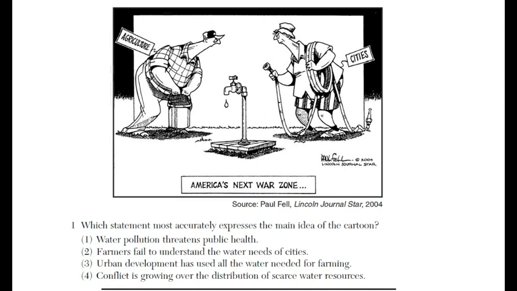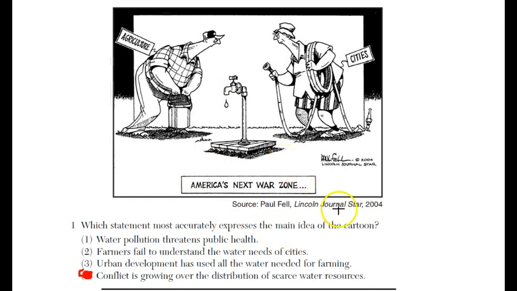Take a minute and look at it. Okay, and the correct answer is, of course, going to be what? Conflict is growing, number four, over the distribution of scarce water resources. The other choices don't make any sense. You don't have to know any history to do that. You've got agriculture, the farmer, and you've got the cities here. And obviously these two guys are fighting over water.